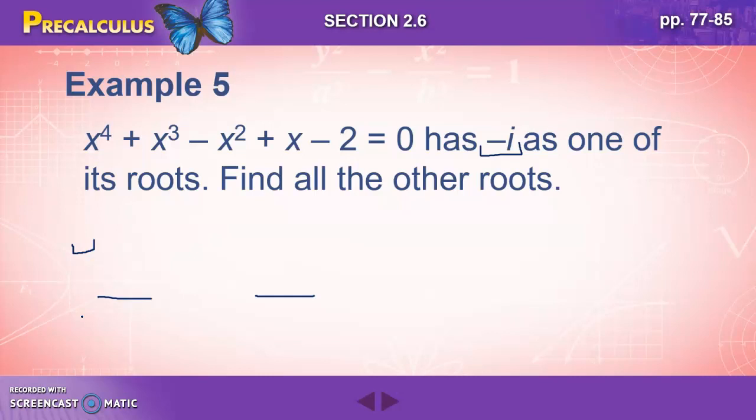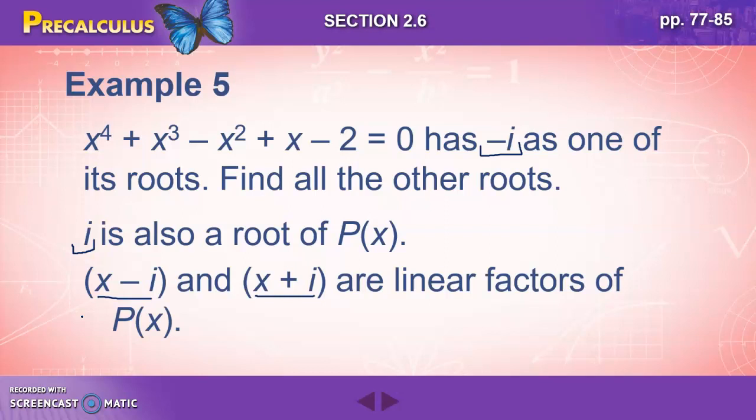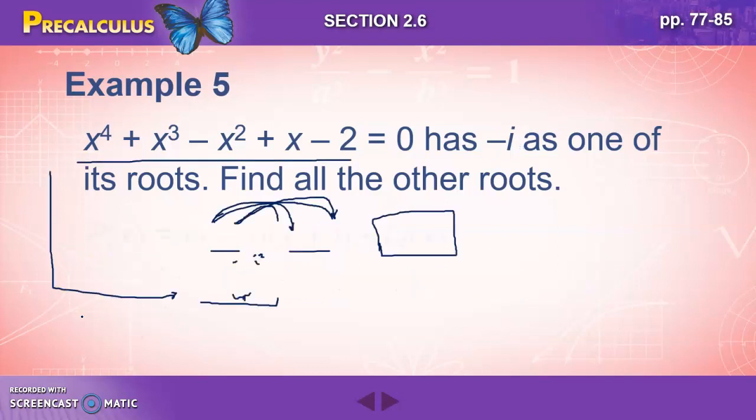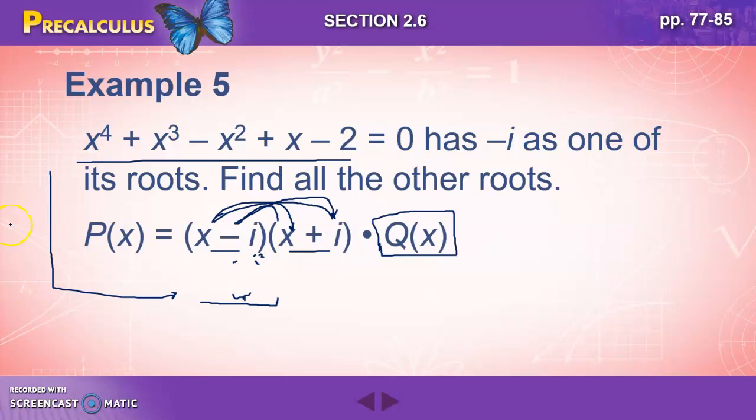x to the fourth plus x cubed minus x squared plus x minus 2 equals 0 has negative i as one of its roots. Find the other roots. Well, we know because of the conjugate root theorem that positive i is also a root of p of x. x minus i and x plus i are both factors of p of x. So how will we find the others? Well, x minus i and x plus i are both roots, and we're going to use this to represent the other factors, roots that we don't know just yet.